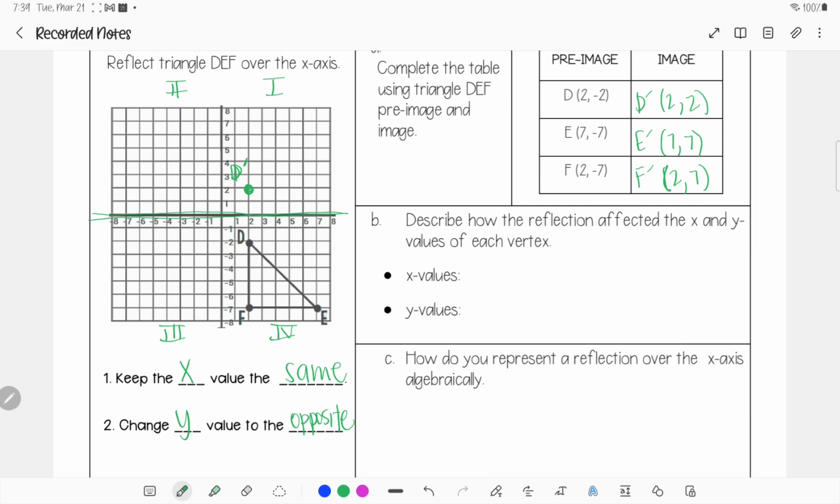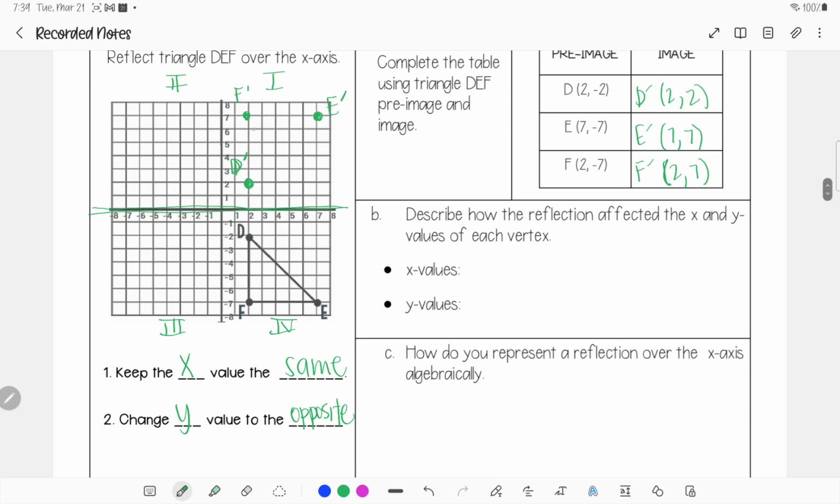E prime, if we folded it, would still be at 7 for your x value, but instead of being down here at a negative 7, it would be up here at a positive 7. And then F prime would still be at 2 on our x-axis, but on the y it's going to flip to the top, which would be a positive 7 here. So if you look, these are a mirror image of each other. So this is kind of like looking into a mirror, and when you raise your right arm, it looks like the person in the mirror would be raising their left arm. So that's what it is.